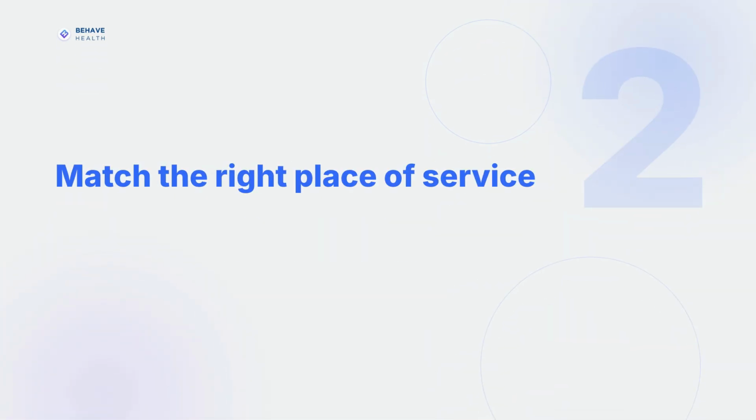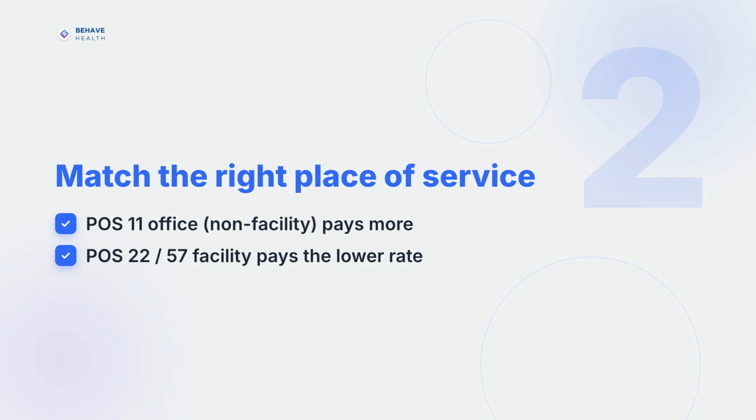Requirement 2. Use the correct place of service. In an office setting, place of service 11, the non-facility rate is higher because the practice bears the overhead. In a hospital outpatient or residential setting, the professional fee is lower because Medicare assumes the facility bills overhead separately.